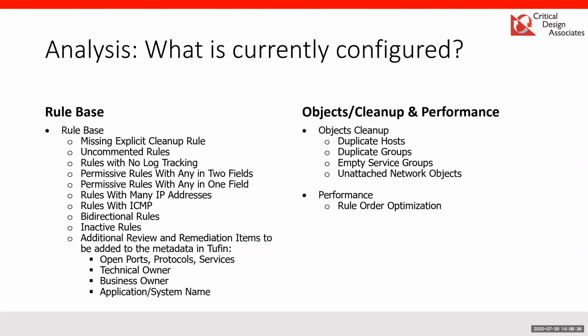So what else are we looking at? What's currently configured? We look at the rule base across the board. Are there missing explicit rules? Are there uncommented rules? Rules with no log tracking? Overly permissive? Any type rules? I'm not going to read every one of these to you, but you can get the general idea. We're going to go through and look at the configurations for best practices. And when we say best practices, these are the things we're talking about.